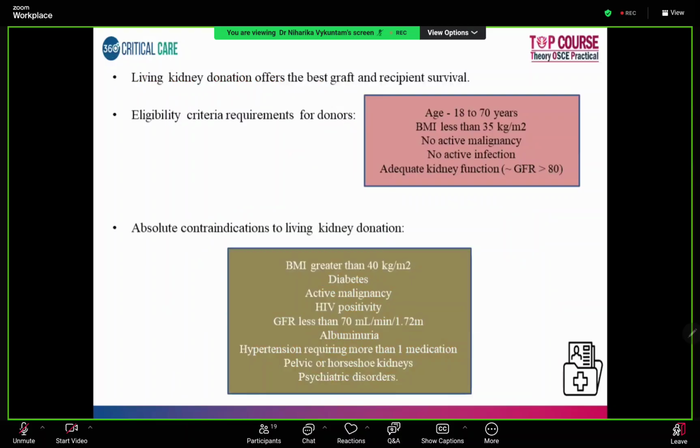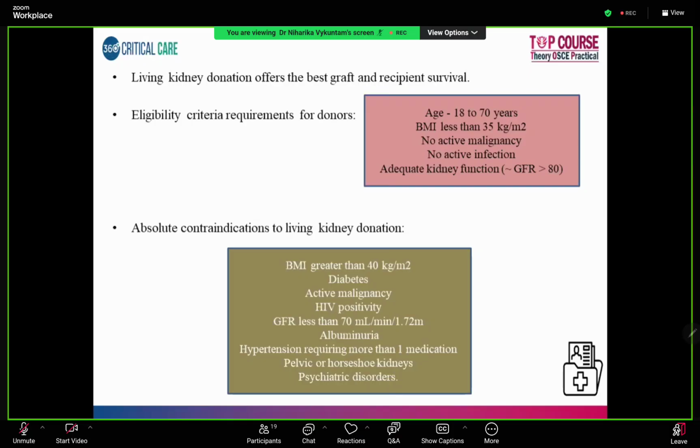This is very important, living donors. Living kidney donation offers the best graft and also the best recipient survival compared to the deceased donors. But what is the eligibility criteria for these living donors? They should be in the age group of 18 to 70 years. Their BMI should be less than 35. There should be no active malignancy or no active infection, and their estimated GFR should be more than 80. So these are the eligibility criteria for living donors.